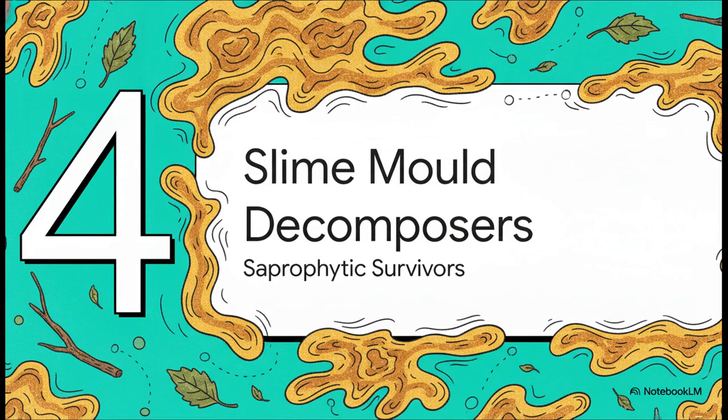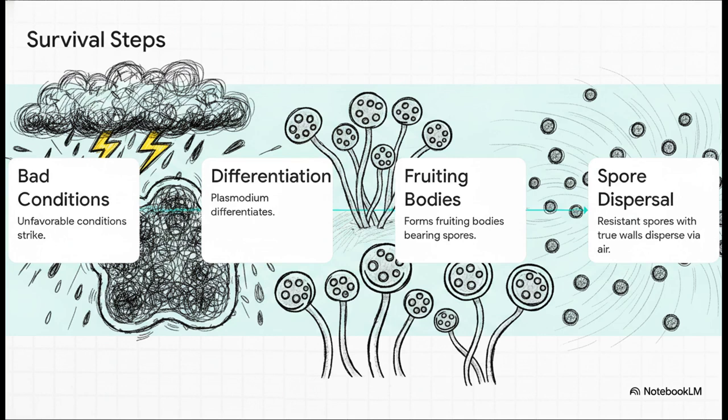Section 4. Slime molds, the decomposers, the saprophytic survivors. Okay, picture this. During suitable conditions, these saprophytic protists spend their happy days slowly creeping along decaying twigs and leaves, just engulfing organic material. They form this giant spreading aggregation called a plasmodium, which can actually grow and spread over several feet. But when unfavorable conditions inevitably strike, that massive plasmodium changes gears. It differentiates and forms these fruiting bodies that bear spores right at their tips.